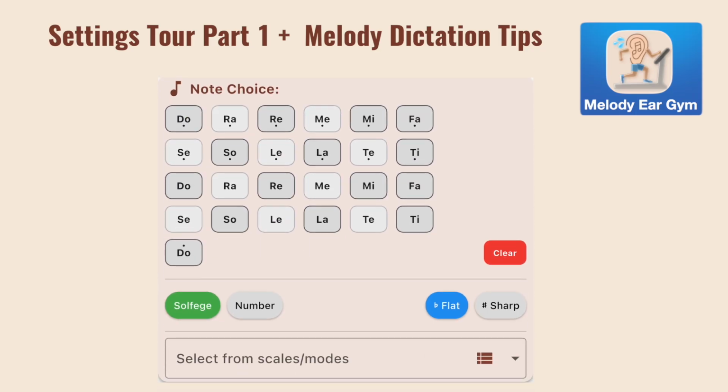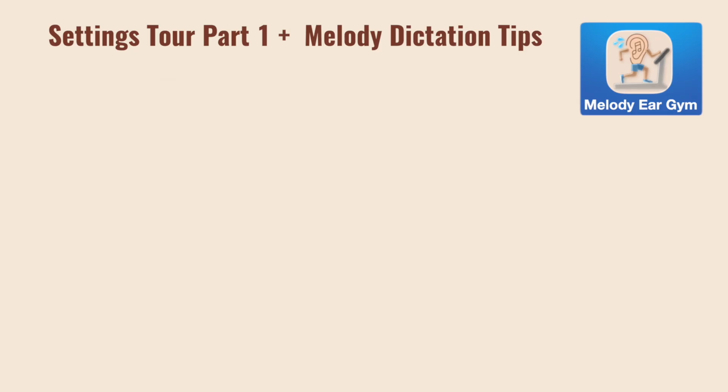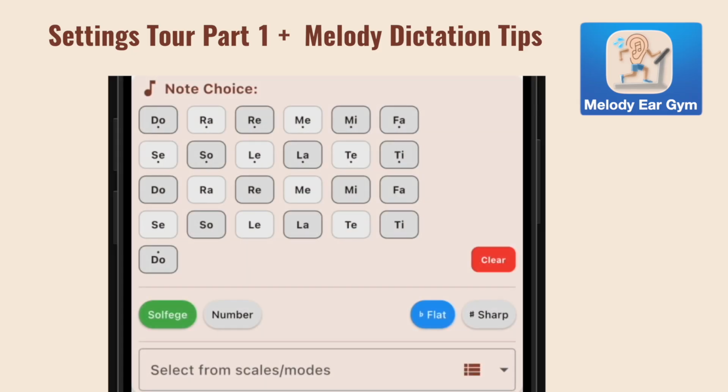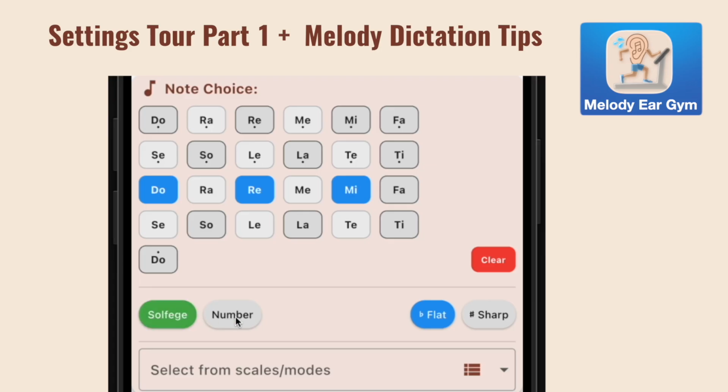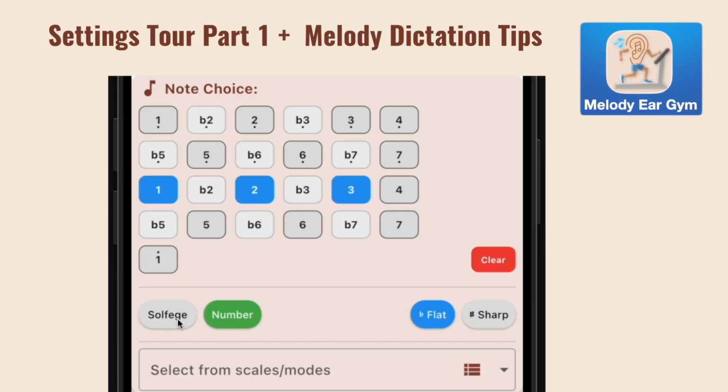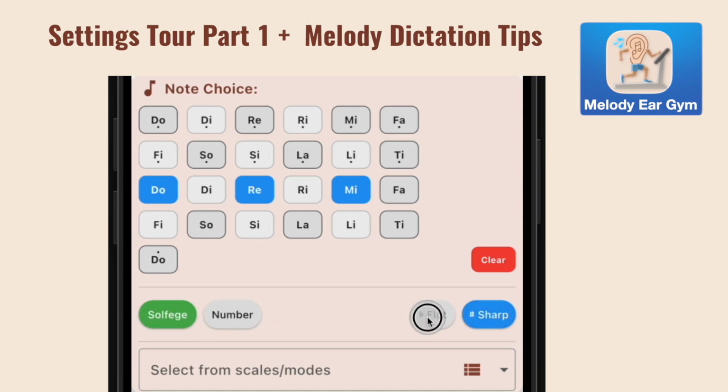Next, note choice. This is where you decide which notes can appear in the melodies. We strongly encourage using solfege, do, re, mi, etc., or scale degrees 1, 2, 3, because that's the most reliable way to recognize melodies. That's why you can toggle between solfege and number display. Choose whichever you're more comfortable with. The questions will match whatever you pick. You can also choose whether in between notes show as sharps or flats.